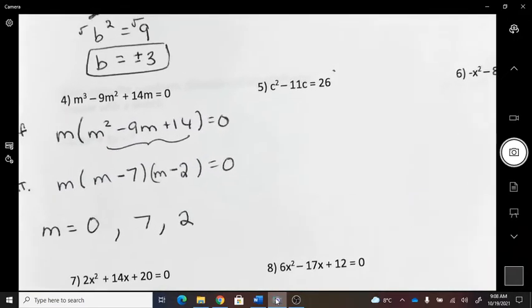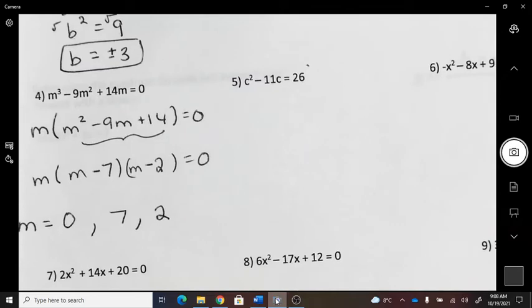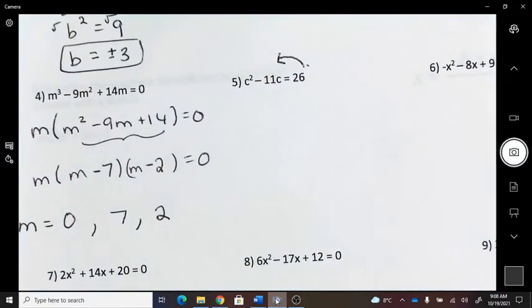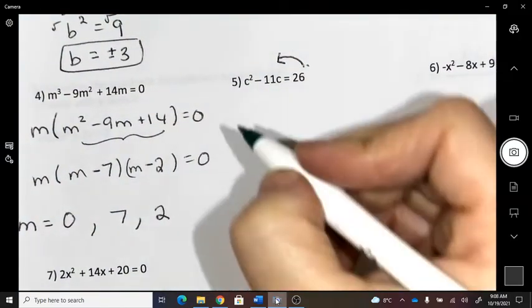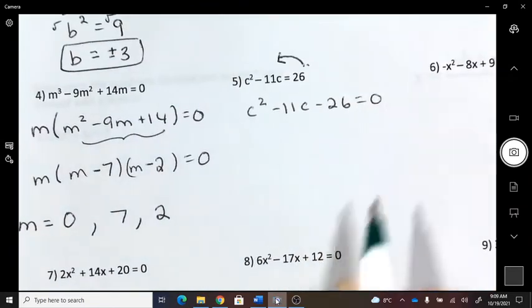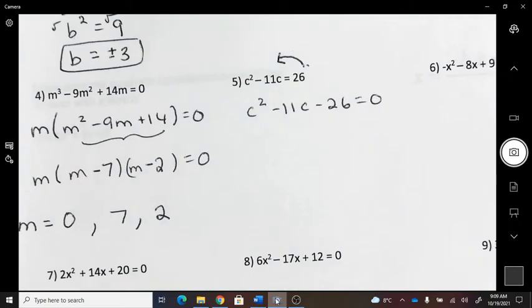Okay, number 5. How do we go about starting that one? We need a side to be 0. So we got to move something. Okay, I'm going to be going that way, I think, with the 26. Okay, so I rearranged it before I started my strategies.